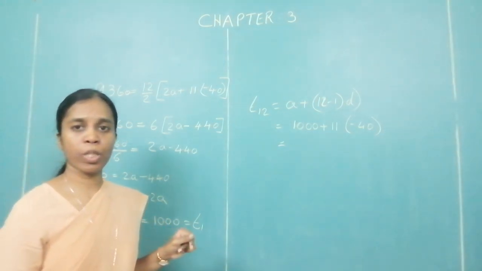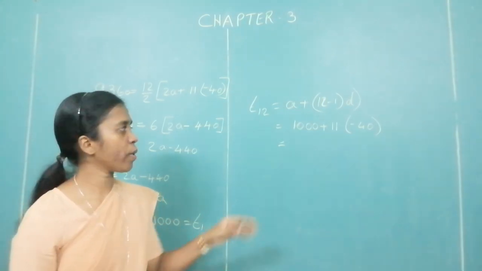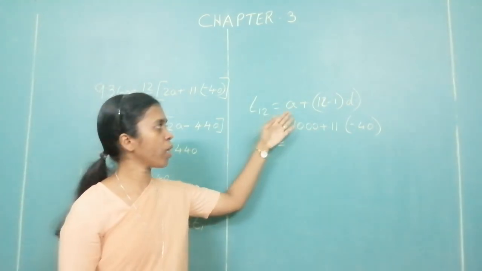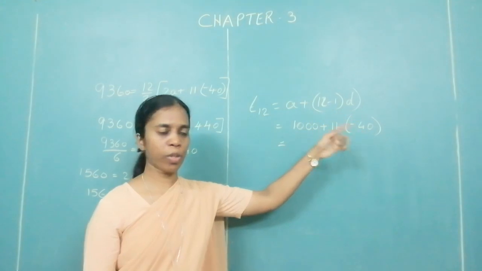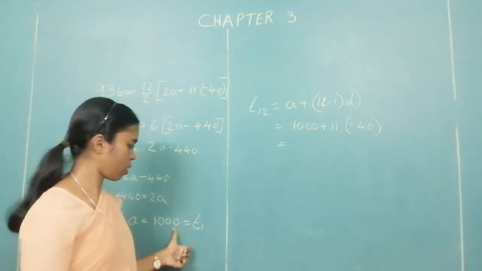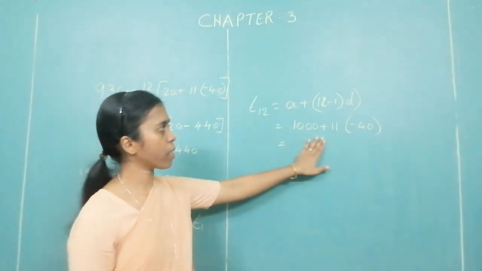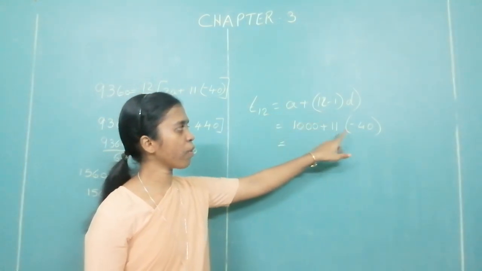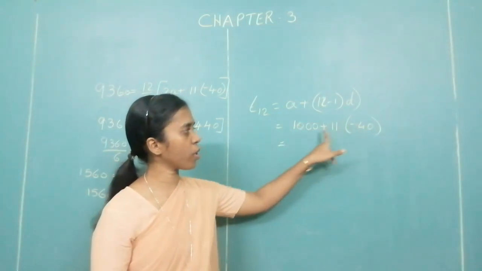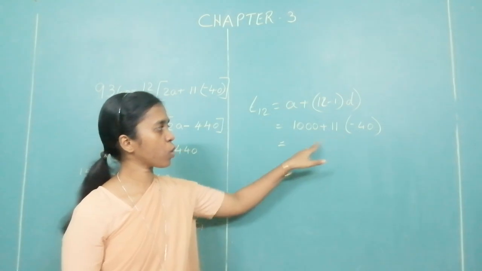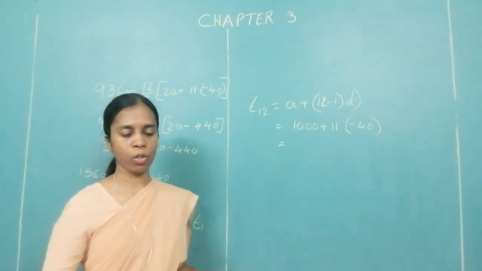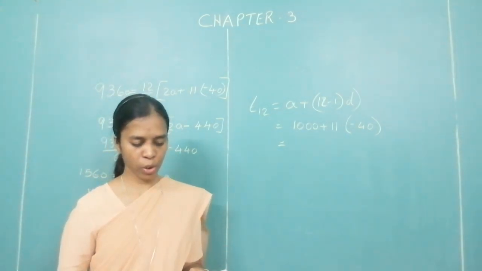Okay. What else are you supposed to find out? T12. T12 is equal to, write the formula, a plus n minus 1 into d. That is, a is 1000 plus n minus 1, 11 into, what is your d? Minus 40. Take care of the sign, solve it, you will get the answer of the last installment.